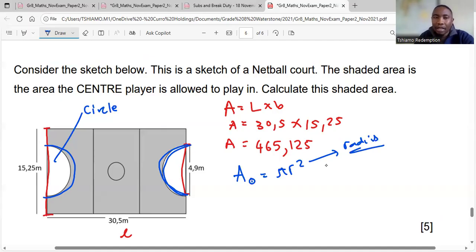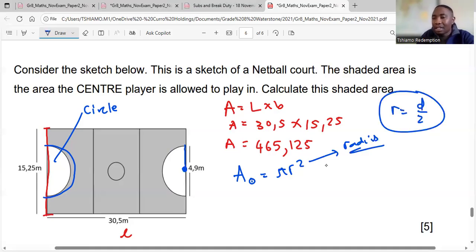And then here we are given what? We are given the diameter. This is the diameter. The radius will be from here, center, to here. It will be this distance. So what happens if we are given the diameter instead of the radius? There's a formula that says radius is diameter over 2. So divide the diameter by 2.